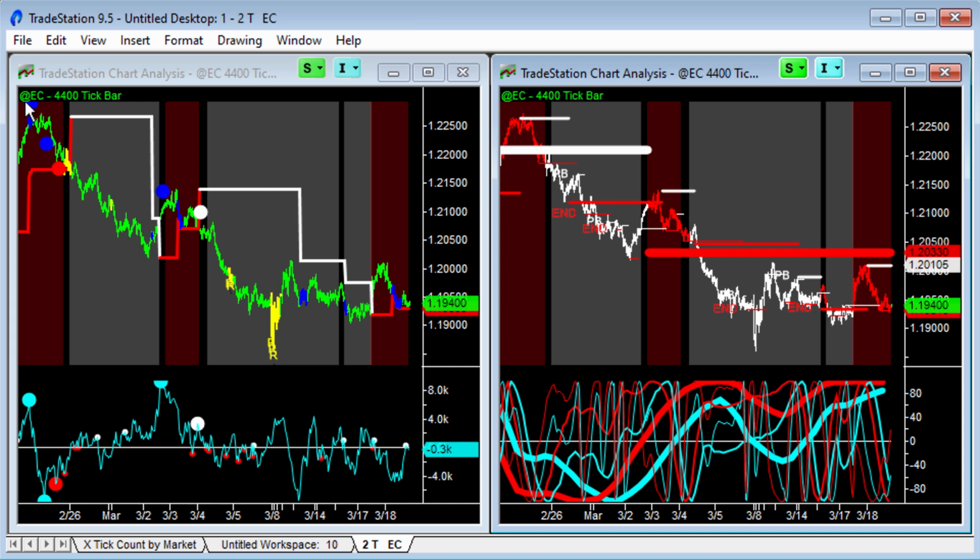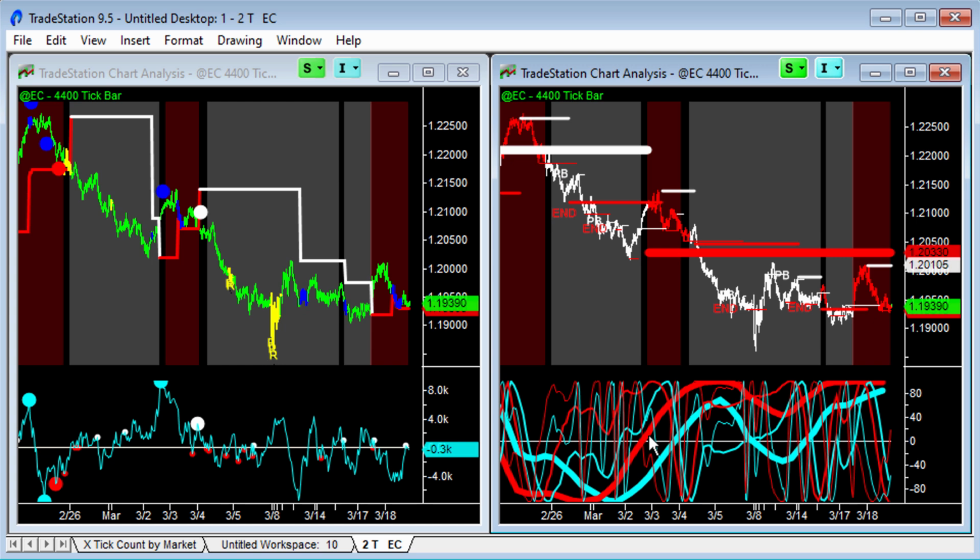So this is the continuous contract, the euro here, and you can see this is the 4400 tick bar chart on both of these charts side by side. Usual chart setup here, we've got all the indicators to do with volume on the left hand side, which is Better Pro-Am and Better Momentum. The right hand side, we've got all the indicators to do with price, which is Better Sine Wave, calculating the cyclical activity in 3 different time frames.